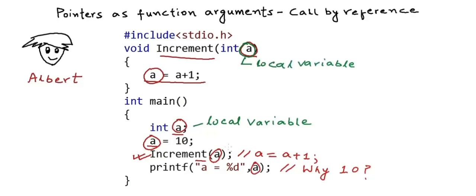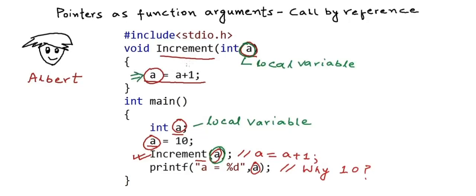when main calls the function increment and passes this a as argument to the function, then only the value of a is copied to this another a, which is another variable local to the increment function.